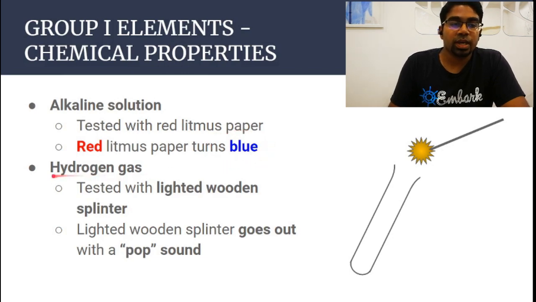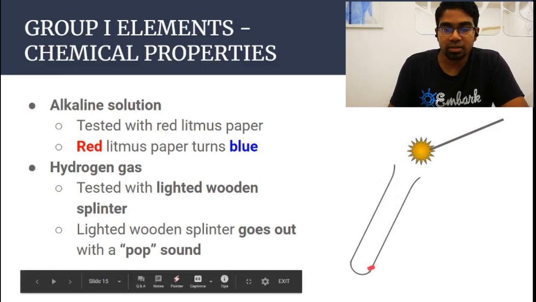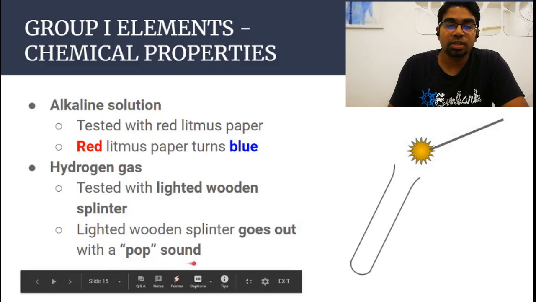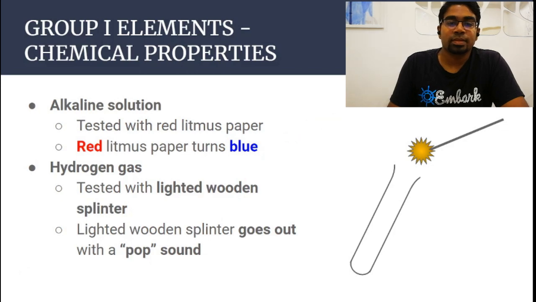And how do we test for hydrogen gas? We must test with a lighted wooden splinter, or burning wooden splinter. We take the burning wooden splinter and place it at the mouth of the test tube containing the hydrogen gas. Now when the hydrogen gas comes in contact with the lighted wooden splinter, the splinter will go out with a pop sound. This is a keyword. It will produce a pop sound. That's all for group 1 elements.